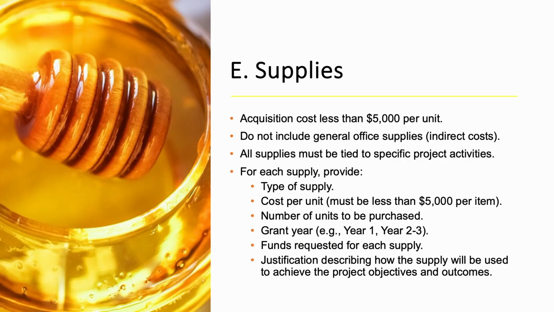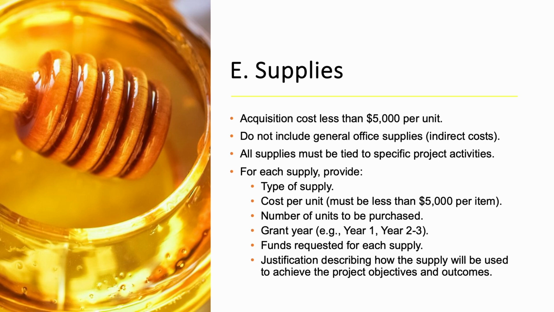Category E is for costs to purchase project supplies. Supplies include any items costing less than $5,000 per unit and are used exclusively for the objectives of the project. The supplies category should not include any general office supplies such as paper, printer ink, or pens, as these are considered indirect costs. Those are not allowable as direct costs unless they are solely and specifically used for a project activity and can be directly assigned to such an activity relatively easily with a high degree of accuracy. All supplies must be tied to specific project activities.